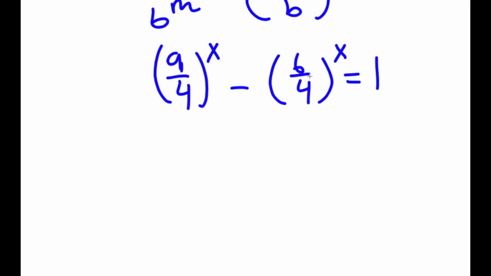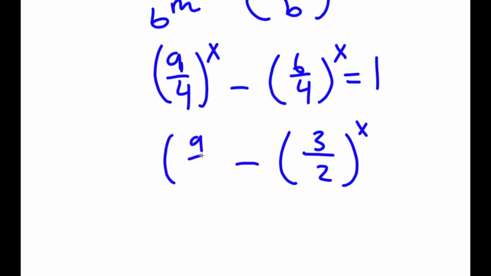Now 6 over 4, the greatest common factor of these two is 3. So 3 times 2 is 6, or sorry, not 3. The greatest common factor is 2. 2 times 3 is 6, and 2 times 2 is 4. So 6 over 4 simplifies to 3 over 2. And we still have 9 over 4 to the power of x.